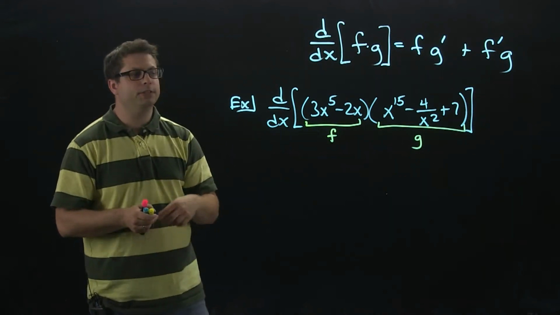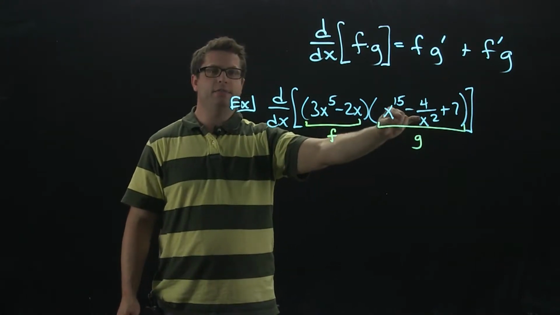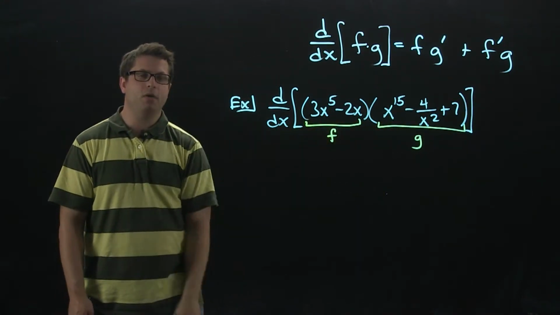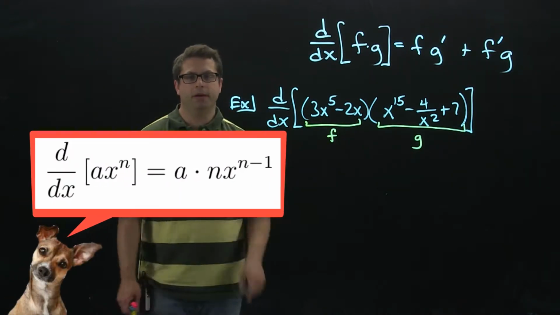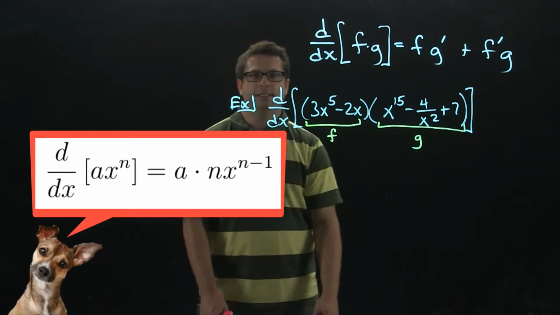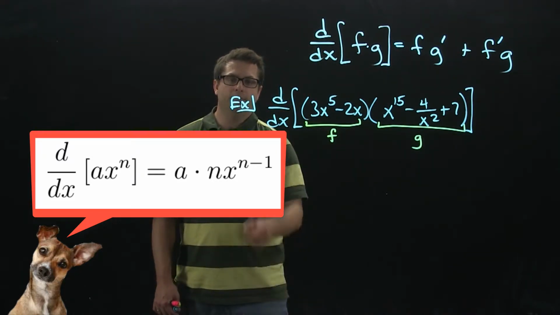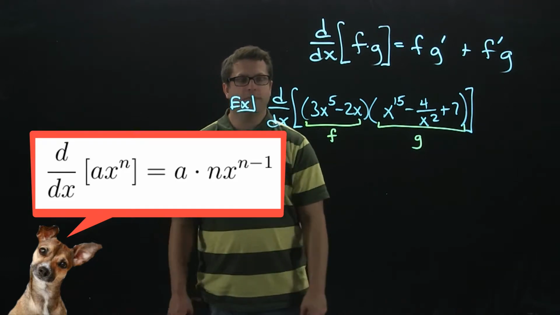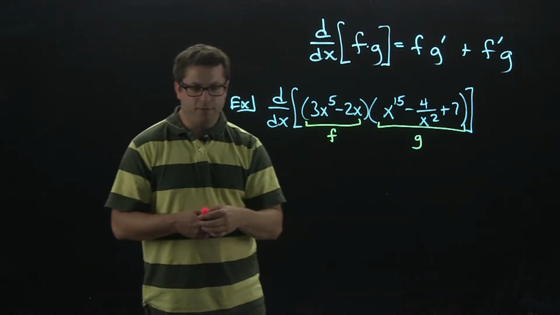Now what you can do is actually distribute all of this out, and then you're going to have separate terms that you can do the power rule on. Just as a reminder, the power rule: if you're differentiating x to the n, you bring down the n in front of the x, and then you subtract 1 off the exponent. So just like I did up here, I'm going to rewrite both functions.